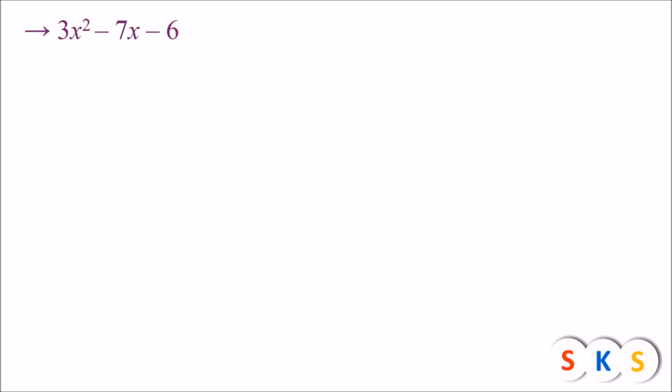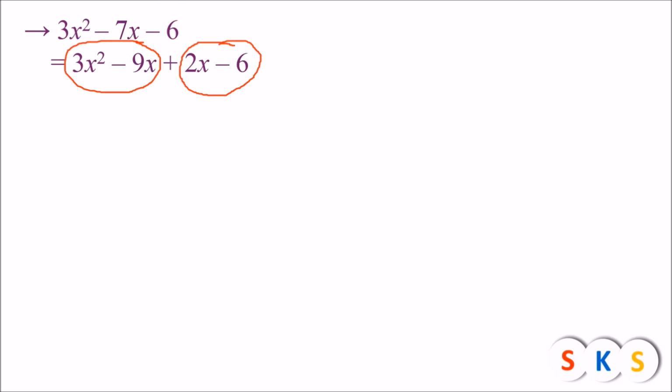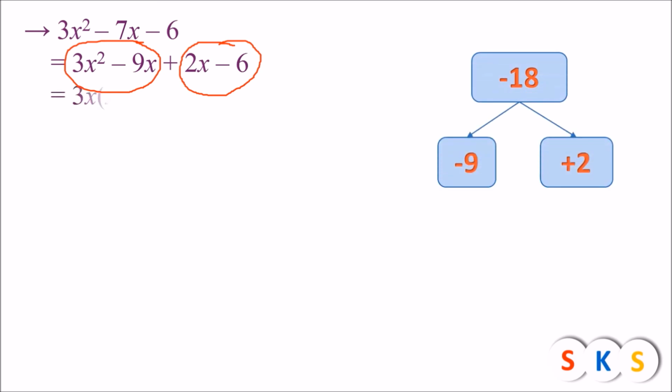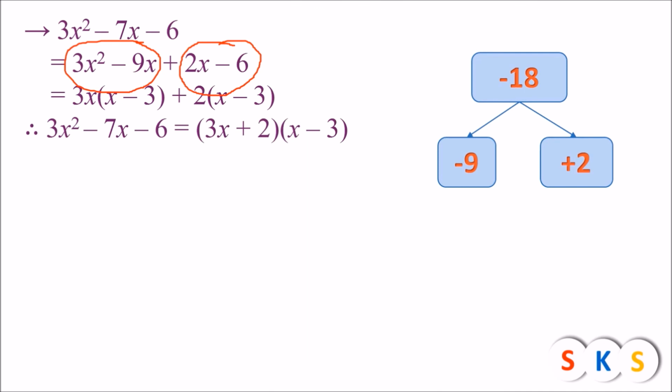Okay, so let's see what we will get. We will get 3x square minus 9x plus 2x minus 6. Now we will find the common in each group of binomial. Here the common is 3x and here the common is 2. So 3x is common, you can see in the bracket x minus 3, and the common is 2, so x minus 3. So what we'll get further now? We will get 3x plus 2 and x minus 3. That is the factor of 3x square minus 7x minus 6.